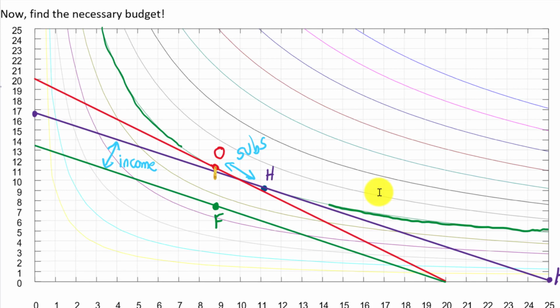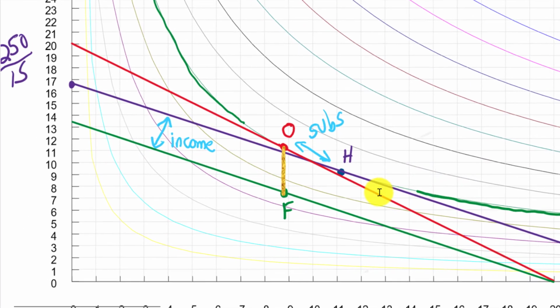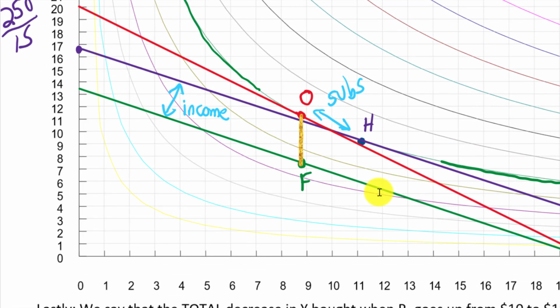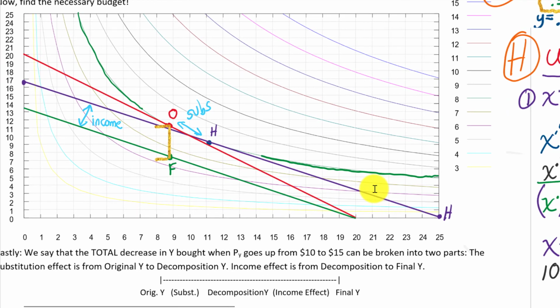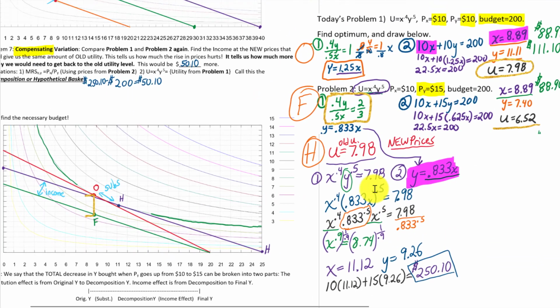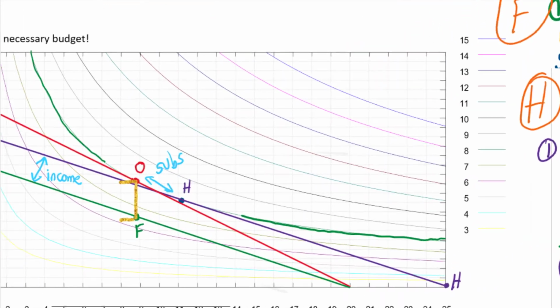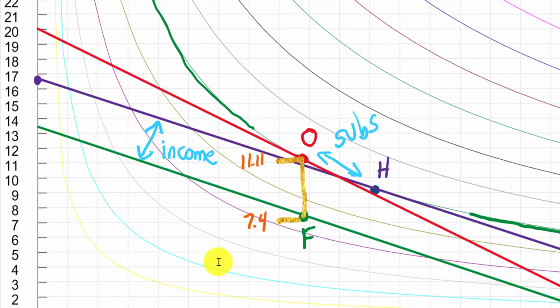So we can think about this. Let's draw a little line here between the original and the final solutions. That line takes us from the original amount of Y here down to the final amount of Y. Now again, looking at our original solutions, those two exact numbers we had were 11.11 and 7.4. So what we want to do is look at that total difference there. 11.11 minus 7.4 is 3.71 difference, right?